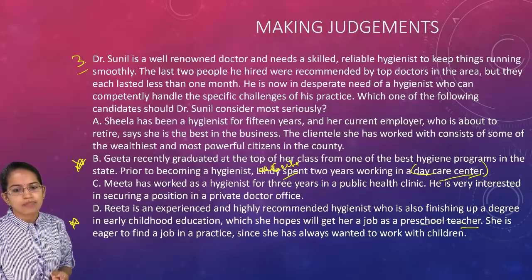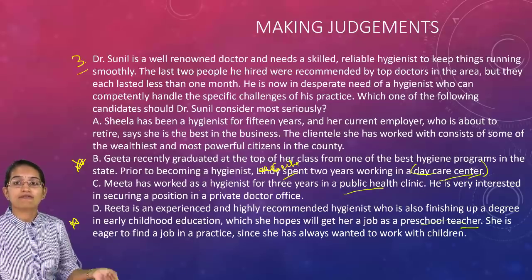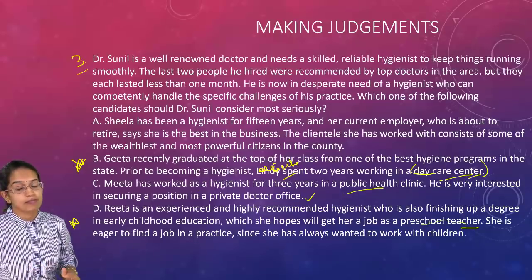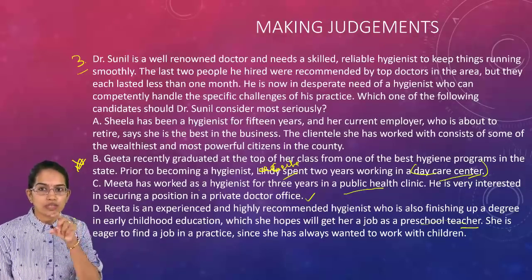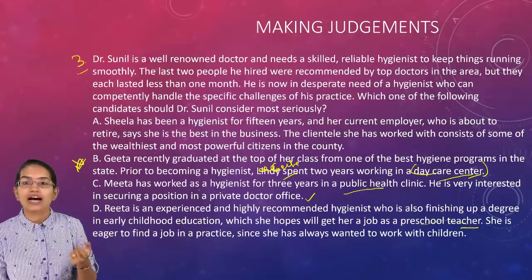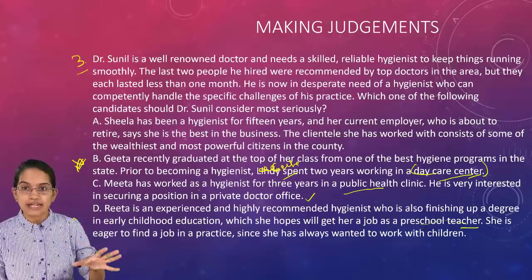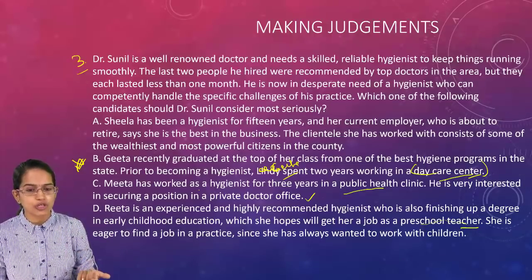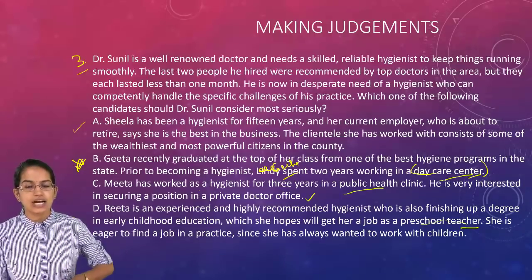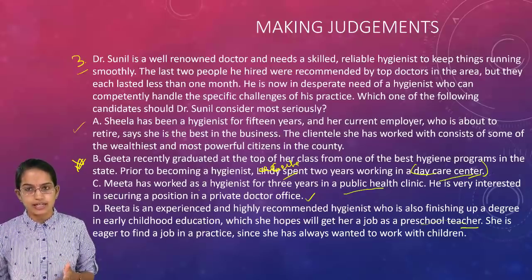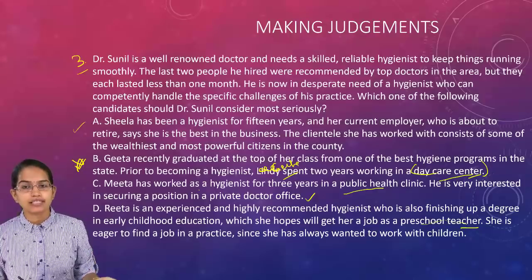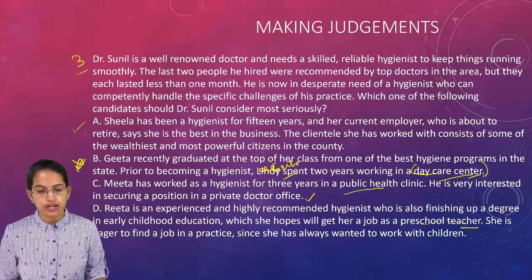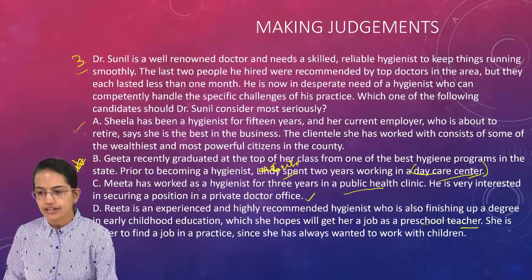Now C, she says that she has an experience in a public health clinic. She wants to move to private, but maybe if she does not like private, she would go back to public. So the duration of Meeta is not committed. She might leave after a shorter duration, but definitely Sheila's employer is retiring, so she is free now and she is one of the best hygienists, so why not recruit her? So A becomes the right option.